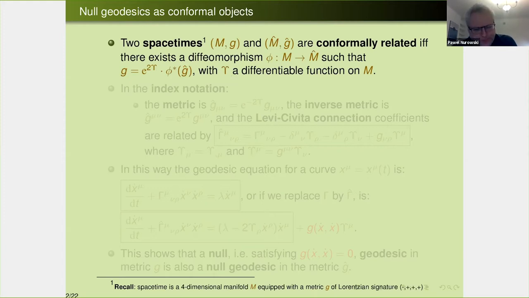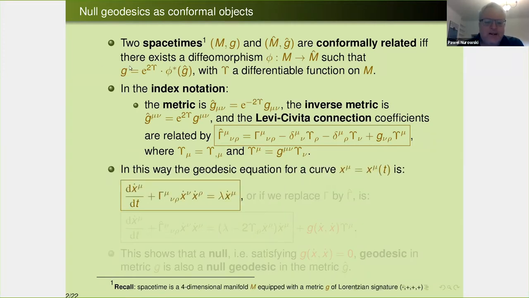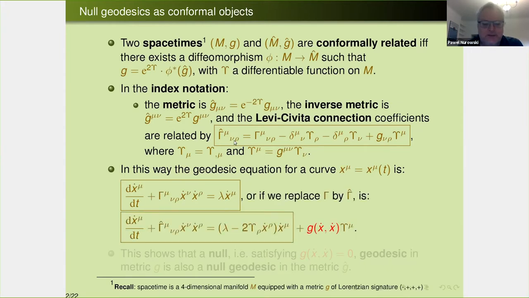So that's just for terminology. What does it mean that two guys are conformally related? And now one can see what's going on with the Levi-Civita connection associated with the metric g when one transforms it conformally. So the formula for the Levi-Civita connection coefficients hatted compared to unhatted is like this, where this vector epsilon nu is just the gradient of the function epsilon. And in this way, one can see that a geodesic equation in the unhatted metric looks like this. And if we just replace the unhatted Levi-Civita connection coefficients by the hatted ones, then you will get an equation in this form.